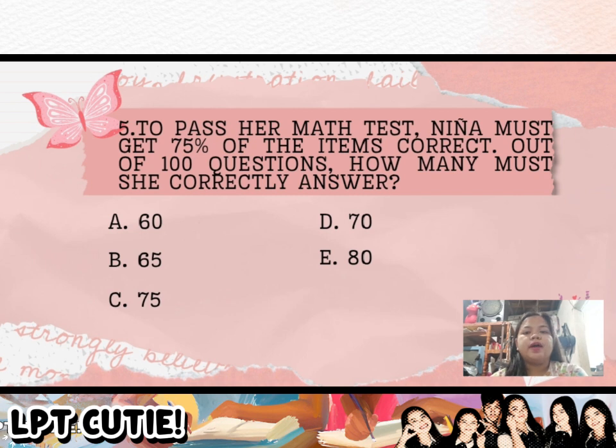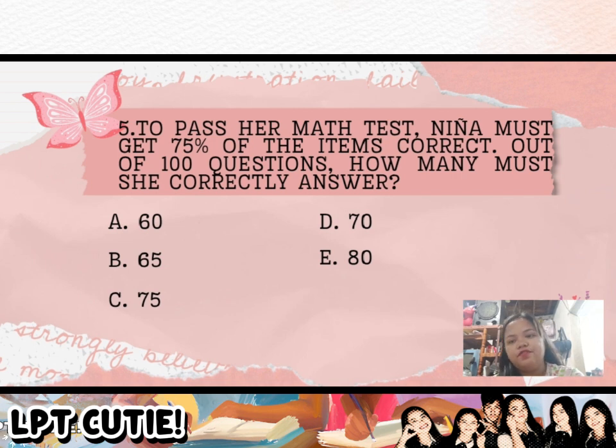To pass her math test, Nina must get 75% of the items correct. Out of 100 questions, how many must she correctly answer? Is it letter A, 60, B, 65, letter C, 75, or letter D, 70, or E, 80?